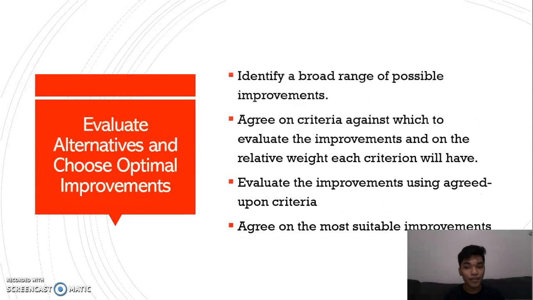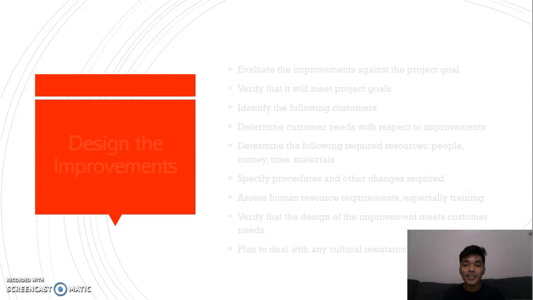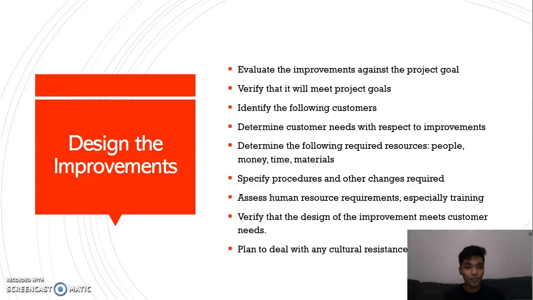Number 3. Evaluate alternatives and choose optimal improvements. You must identify a broad range of possible improvements and agree on criteria against which to evaluate the improvements, and on the relative weight each criterion will have. You must also evaluate the improvements using the agreed upon criteria and agree on the most suitable improvements. So number 4, design the improvements.